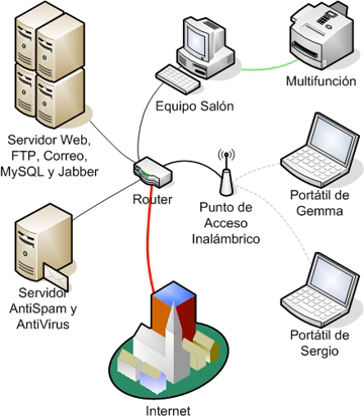Examples of wireless networks include cell phone networks, wireless local area networks (WLANs), wireless sensor networks, satellite communication networks, and terrestrial microwave networks.